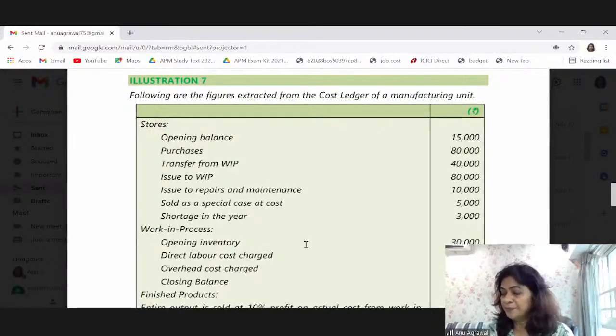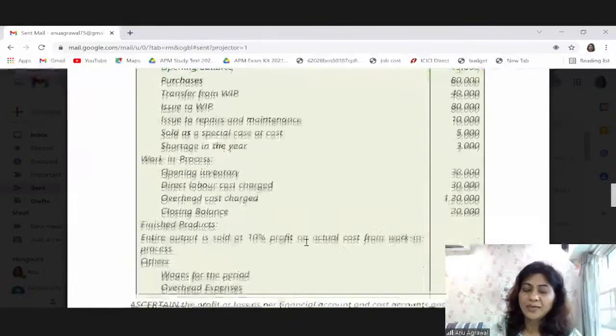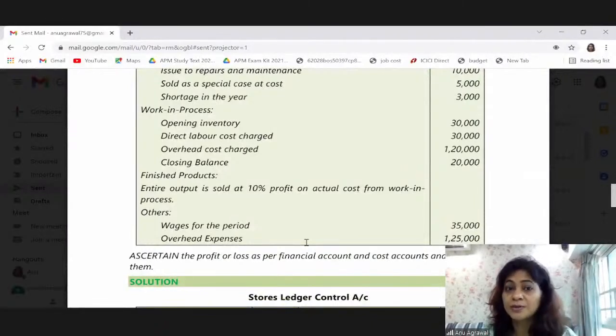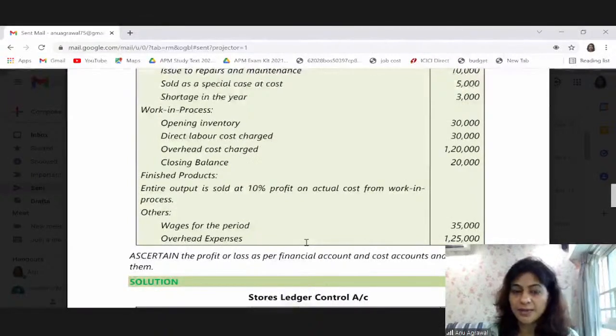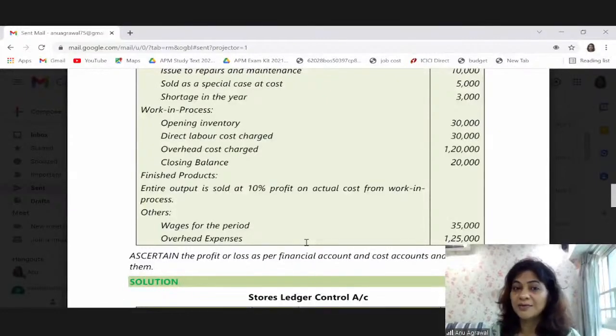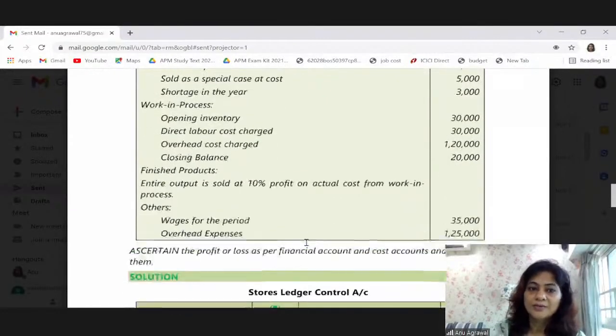Okay, now they have given me WIP, and they have just given me entire output is sold as 10% on profit on actual cost from WIP, right? They've given me wages, they have given me overhead expenses. Now, if I have to ascertain the profit and loss as per financial and cost accounts and then reconcile, look at it. Lots of information is given.